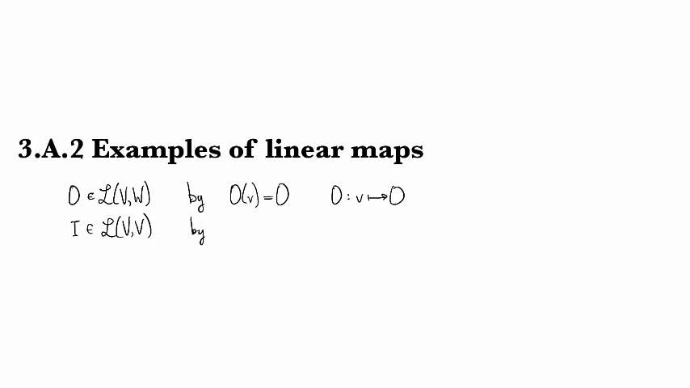Let me not get ahead of myself. So I of V is equal to V. And we have, let's see, I can take D as a linear map from the polynomials on R to the polynomials on R by D applied to P is the derivative of P, right? Differentiation is a linear operation. The derivative of a sum of functions is the sum of the derivatives, and you can always pull a scalar out of a derivative.